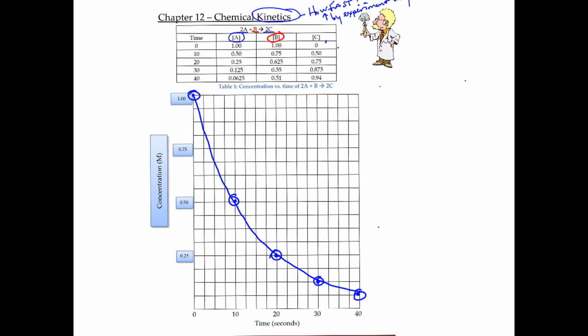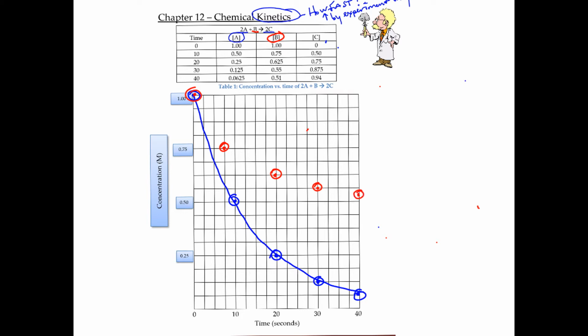The B started off also at 1 molar, so I'm going to put another dot right there. But after 10 seconds, the B went down to 0.75. So here's the B at 0.75. And then now we're going to do the 0.625 at 20 seconds, which is going to be about here. And then the next one is at 30 seconds. It's going to be at 0.55, which is going to be about here. And then the next one is going to be at 0.51, which is roughly right here.